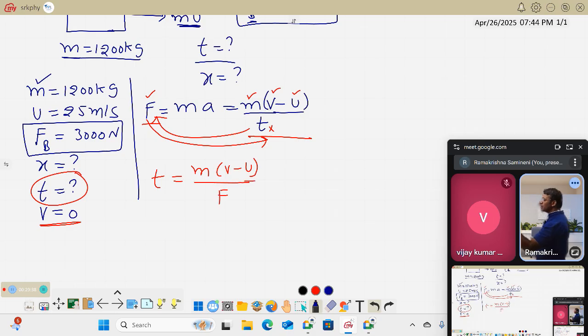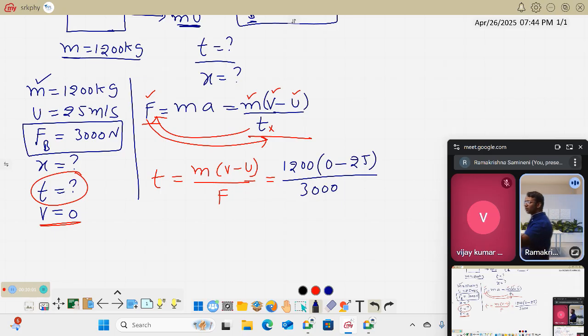If you write this one, what is the M value? Mass. How much is given? Mass value is given as 1200. Final velocity 0 minus initial velocity, which is 25, divided by force. How much force here? The person applying the brakes, that is called braking force, 3000.